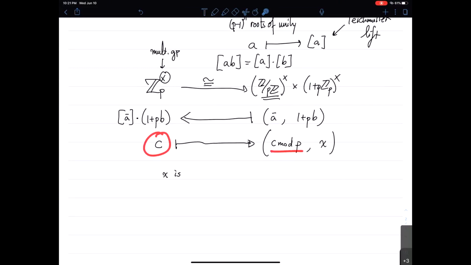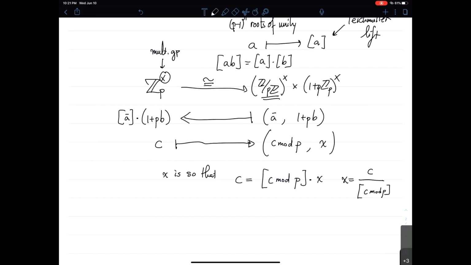Starting from C. The first one is definitely C mod P. And the next one, I don't know what it is. But I wanted to make sure that the composition gives me the identity. So let's solve this. What is X? X is such that when I multiply back, I get C. So C must be equal to C mod P times X. So you know what X is. X is just C divided by the Teichmuller lift of C mod P.